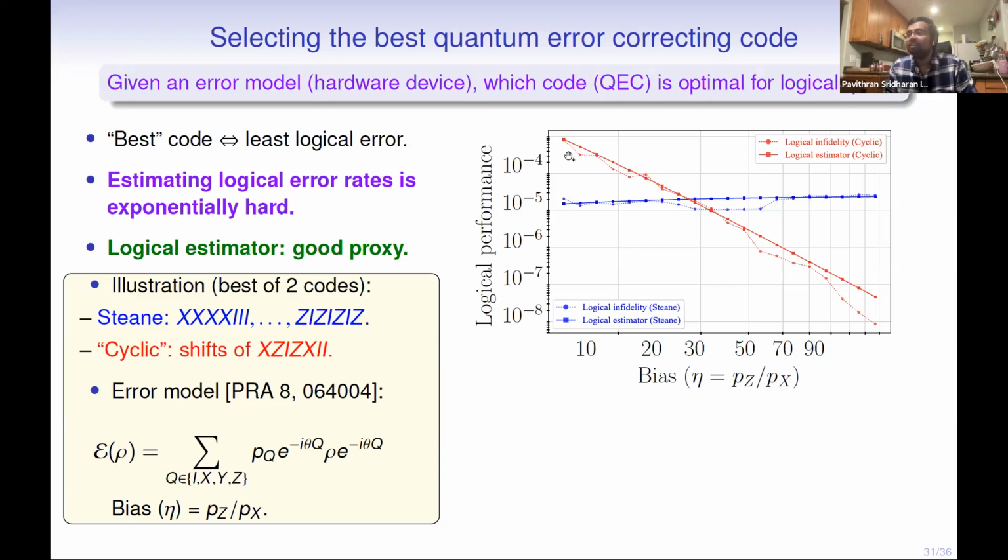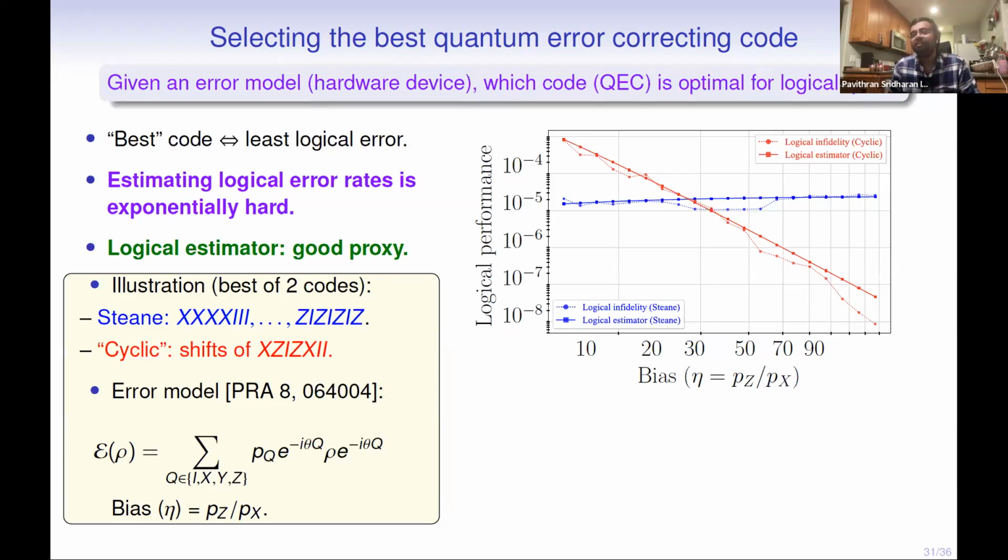It says that the logical error rate is actually lower for the blue, which is the Steane error correction scheme, when the bias between the Z and the X is lower. And the logical error rate for the other scheme, which is the cyclic code, is lower when the bias between the Z and the X is higher. So it says that if you know the exact value of the bias, you can be clever about what scheme you want to choose to get better suppression of the logical error rate. This is what the numerical simulations have revealed.